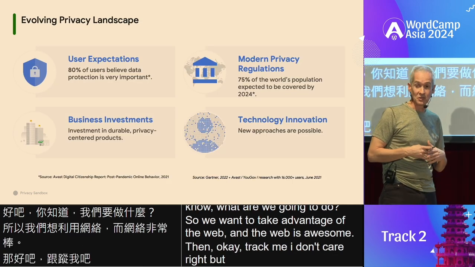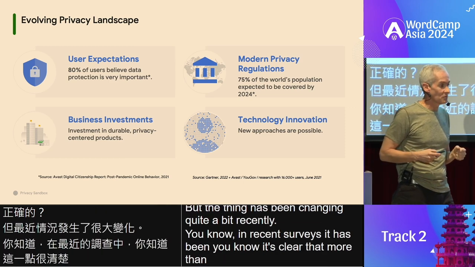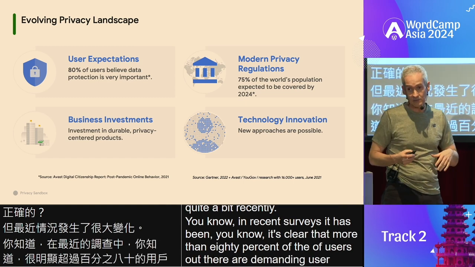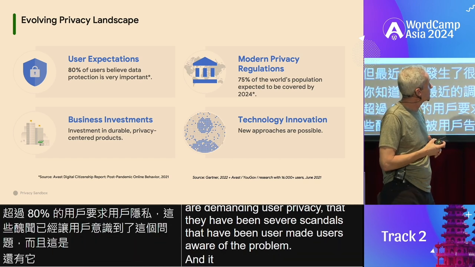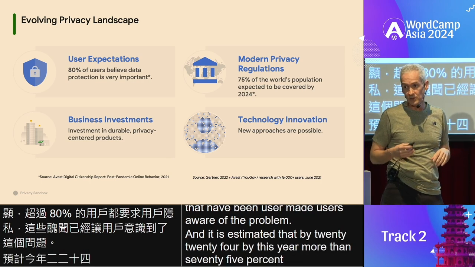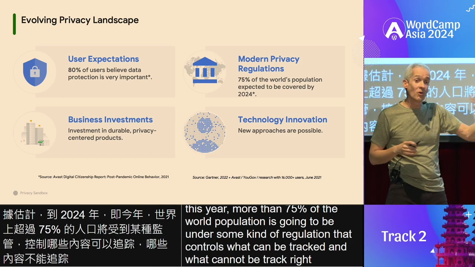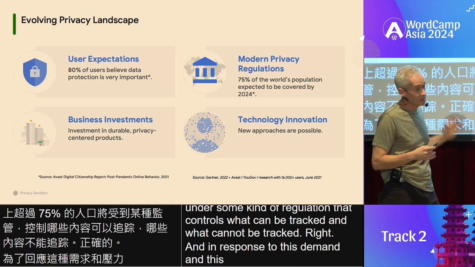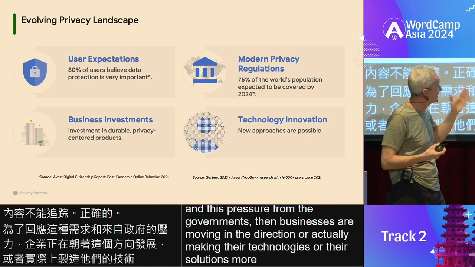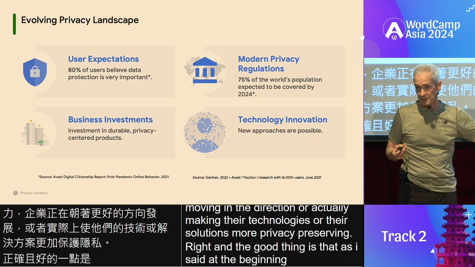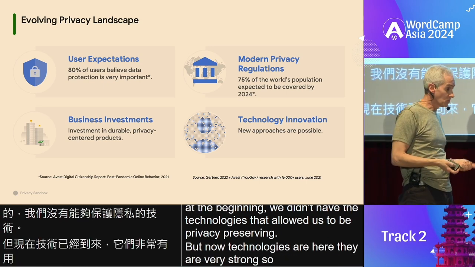But things have been changing quite a bit recently. In recent surveys, it is clear that more than 80% of users out there are demanding user privacy, and there have been severe scandals that have made users aware of the problem. It is estimated that by 2024, this year, more than 75% of the world population is going to be under some kind of regulation that controls what can be tracked and what cannot be tracked. In response to this demand and pressure from governments, businesses are moving in the direction of making their technologies and solutions more privacy preserving. The good thing is that, as I said at the beginning, we didn't have the technologies that allowed us to be privacy preserving, but now the technologies are here, they are very strong, so the time is right to do this.